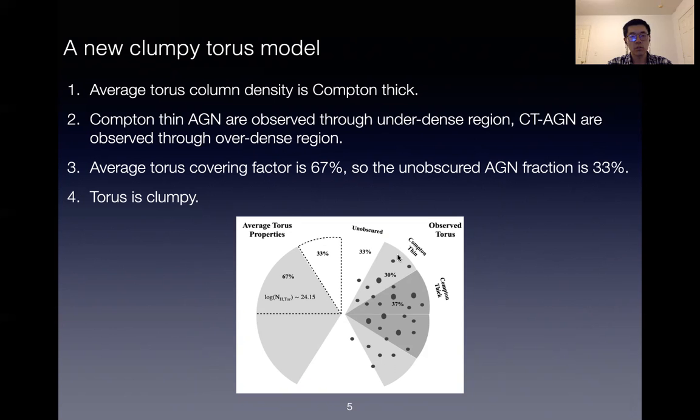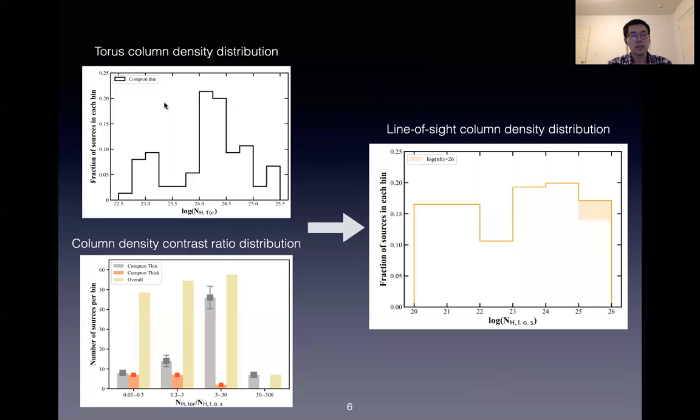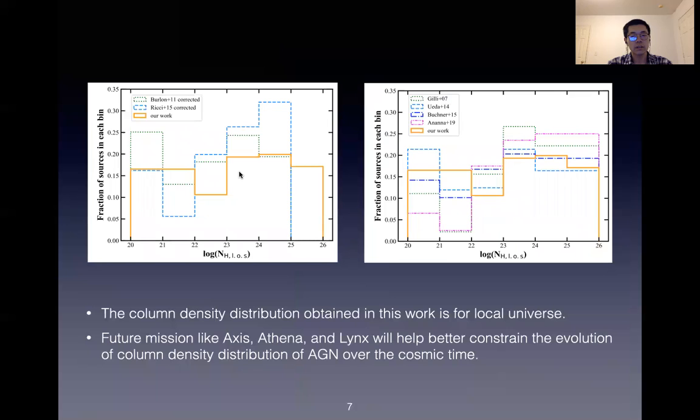However, what we usually observe is the line-of-sight property of the AGN. So we use the torus information obtained in the previous slides and a Monte Carlo method to calculate the line-of-sight column density distribution of the different types of AGN. And here is the result. We also compare our line-of-sight column density distribution with the previous observations and also the column density distribution used in previous AGN population synthesis models. But keep in mind that our column density distribution obtained in this work is only for the local universe.